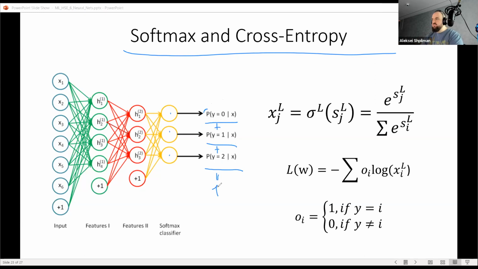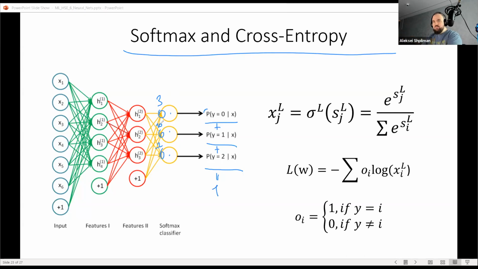Probability for every class being 1. Now, the second thing is, here we have S. So let's write S. For example, S here would be 3, 10, and minus 2, right? So how do we approach extracting probabilities from these numbers?